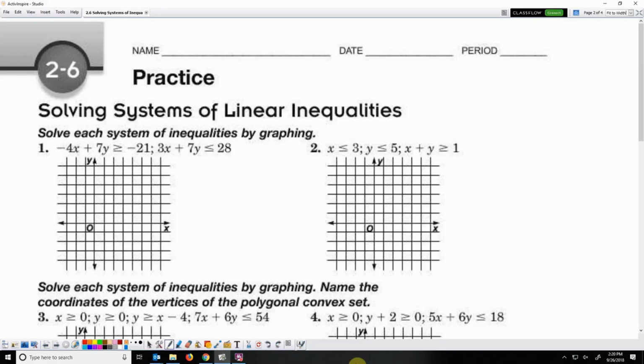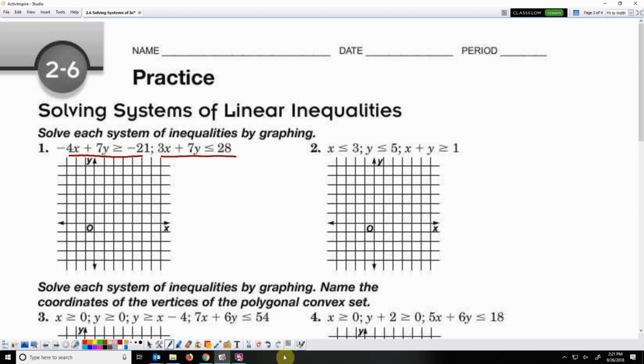They were solving systems of linear inequalities, and we're going to do that by graphing. So, number one, we've got a couple different inequalities, one here and one here. We're going to graph them so that we can find their solution.